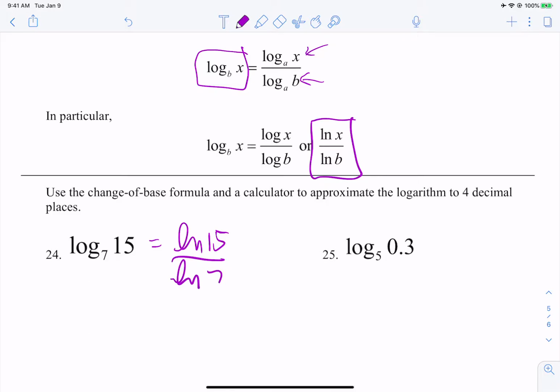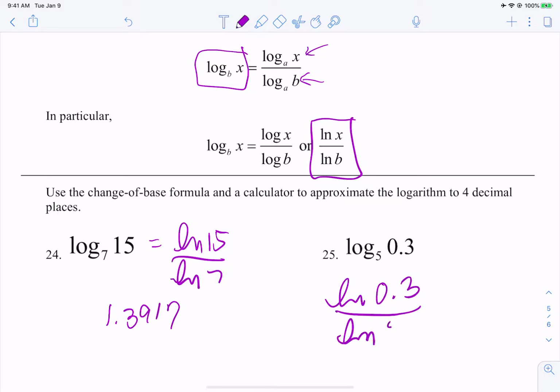What's great is now we can use our calculator. And the natural log of 15 divided by the natural log of 7 is, to 4 decimal places, 1.3917. Now let's do 25, last one. So it's the natural log of the tall divided by the natural log of the small. So the natural log of 0.3 divided by the natural log of 5.